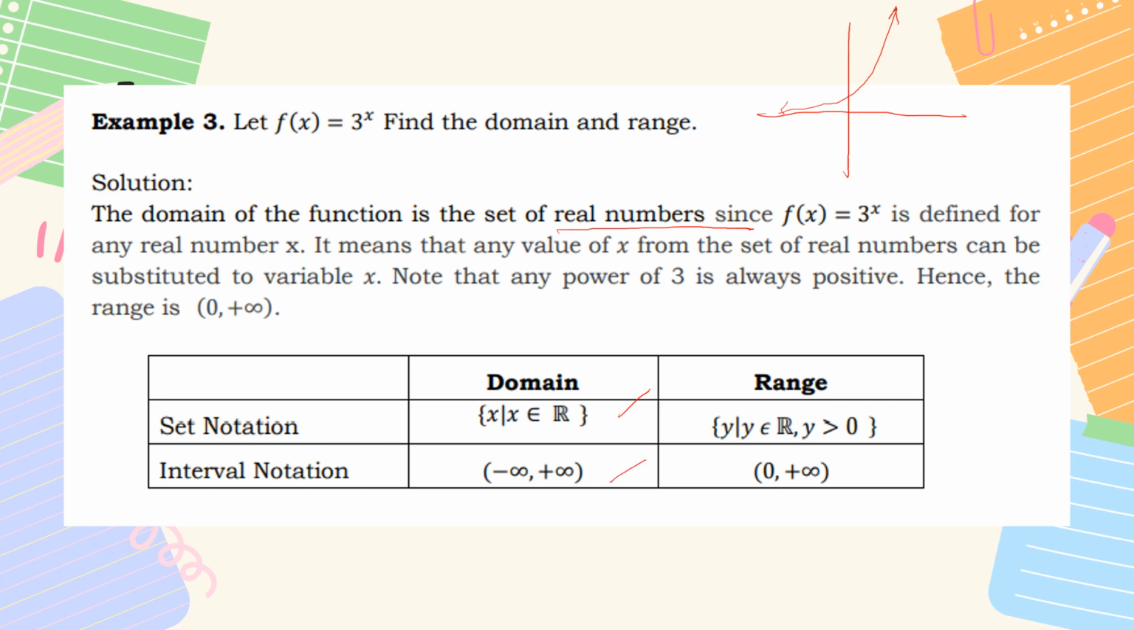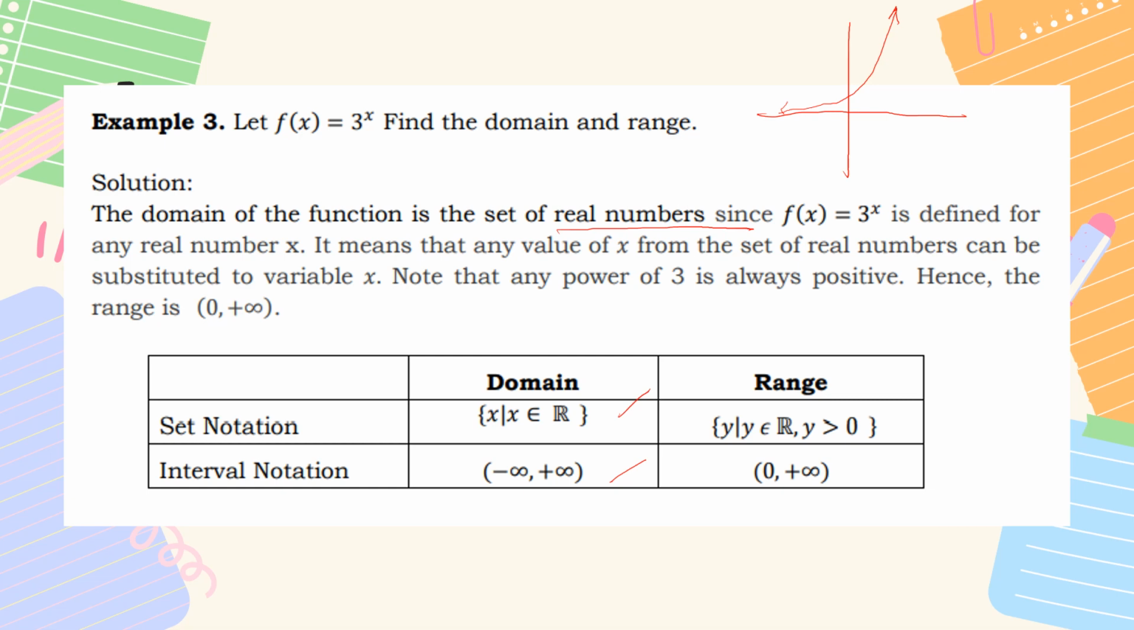While, it means that any value of x from the set of real numbers can be substituted to variable x. Note that any power of 3 is always positive. Hence, the range is from 0 to positive infinity.